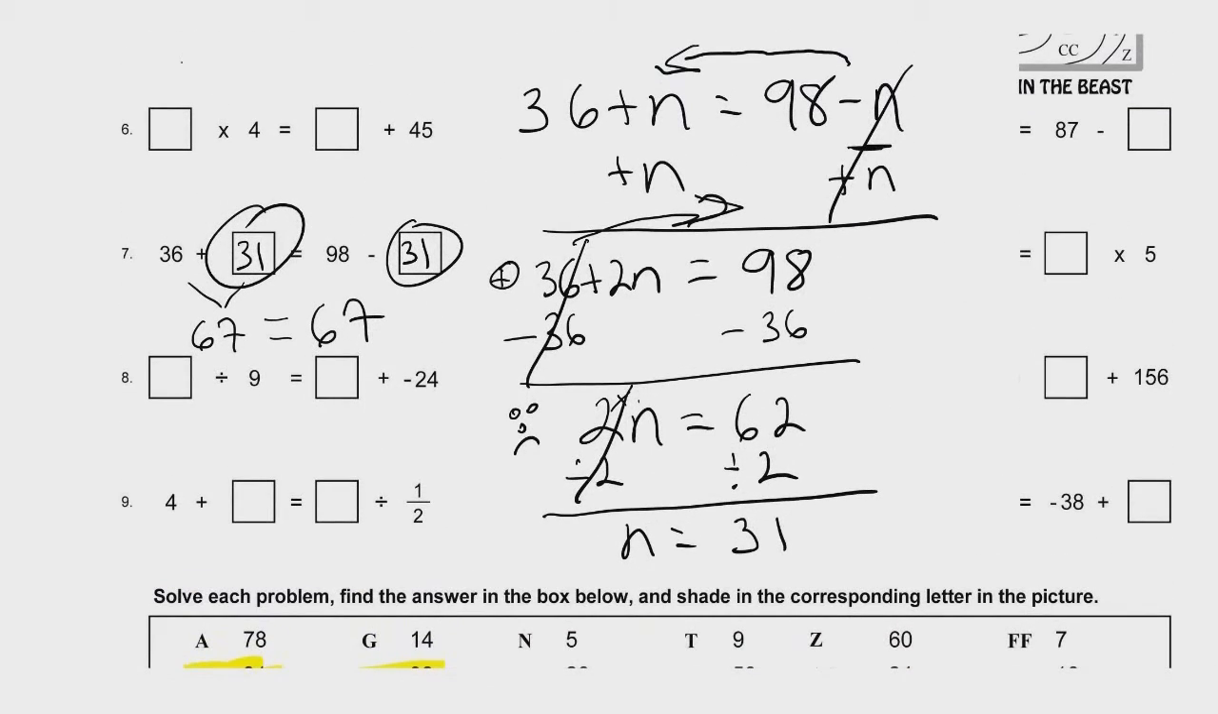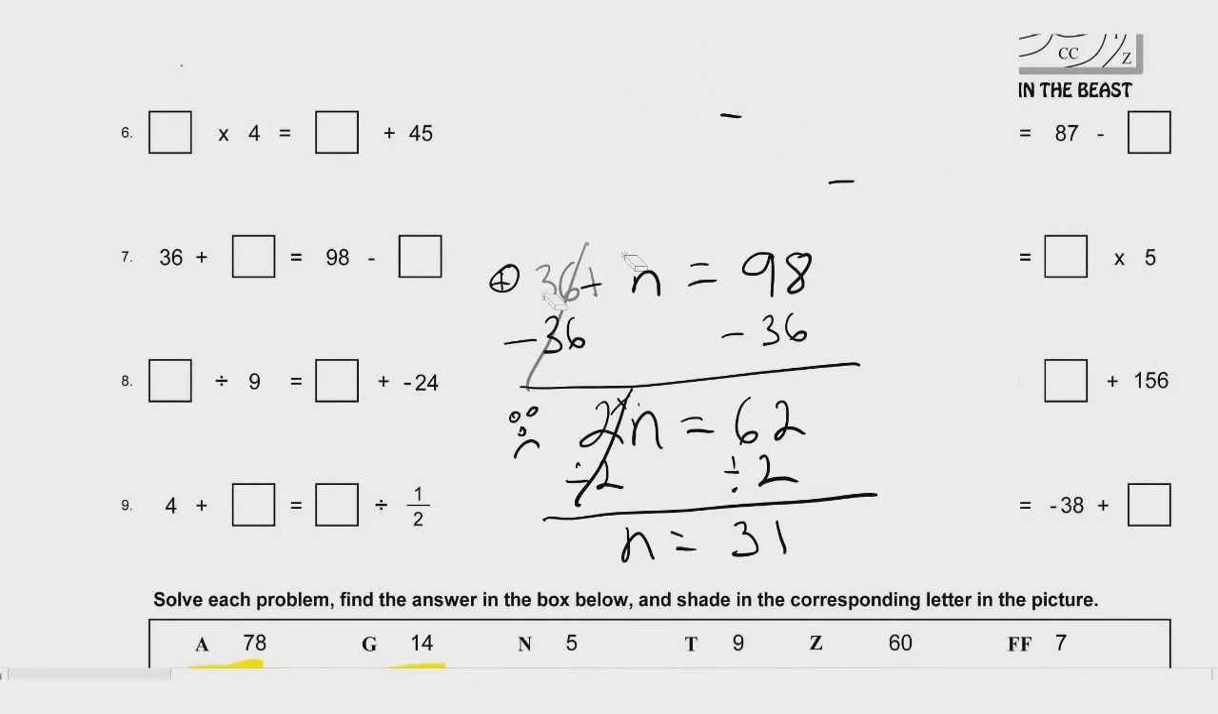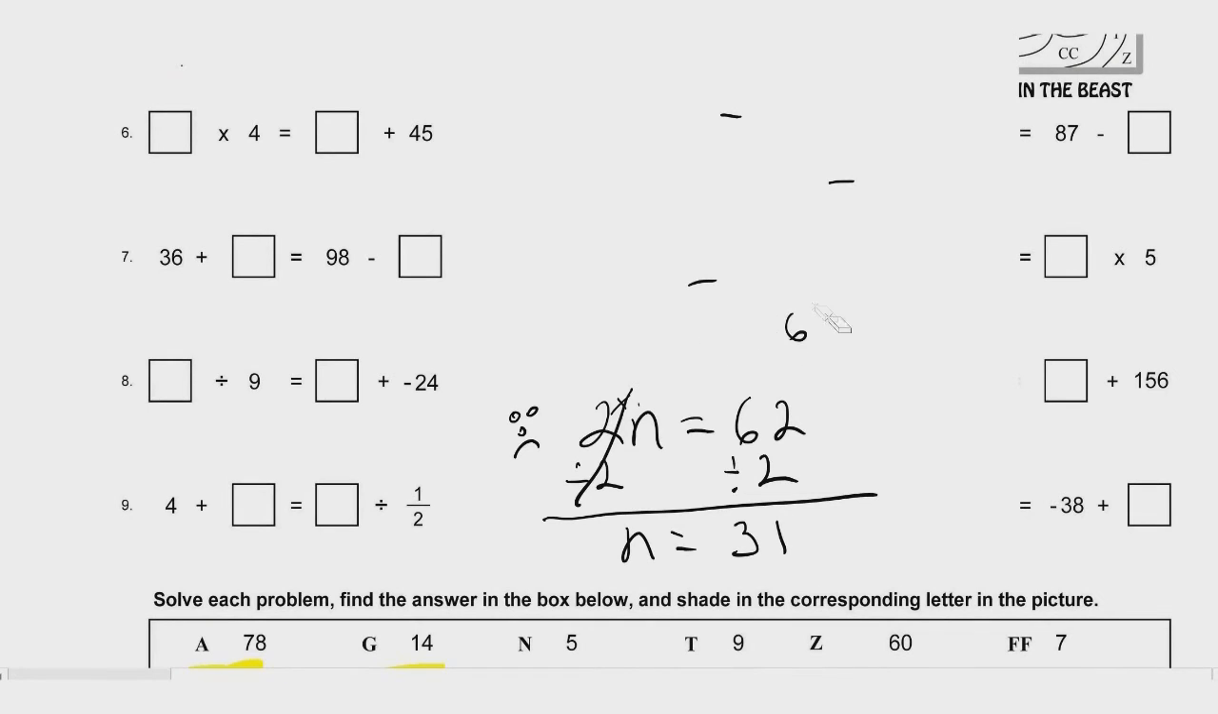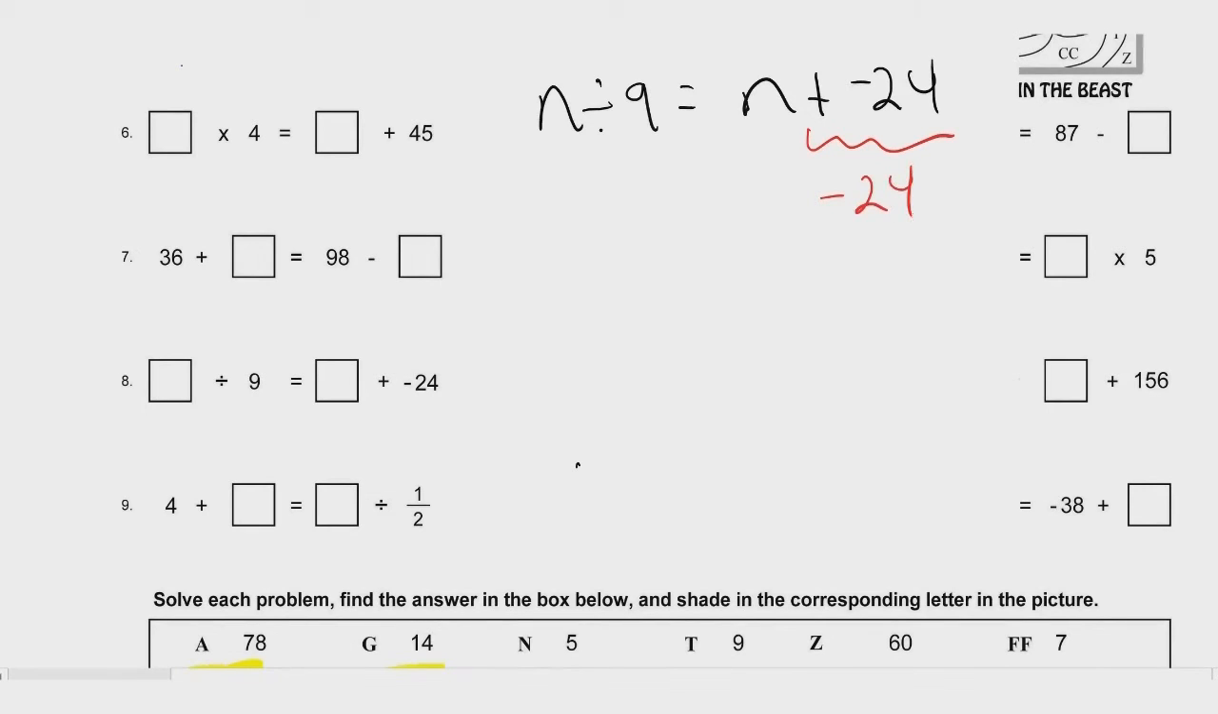Don't forget. Problem number 8. Problem 8 says an empty box divided by 9 equals an empty box plus negative 24. Again, I'm going to use n's because it helps me out. n divided by 9 equals n plus negative 24. And if you've forgotten, remember this right here is the same thing as minus 24. So if it helps you out, you can write minus 24 like that.